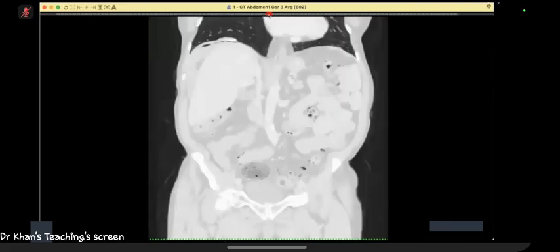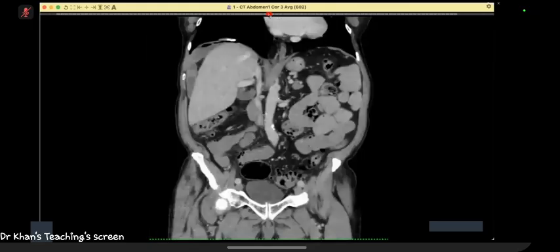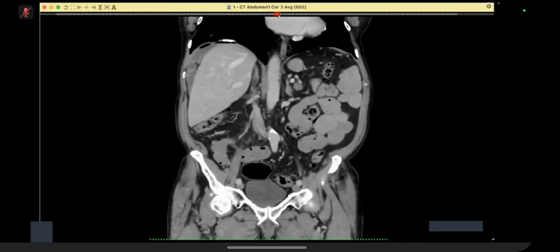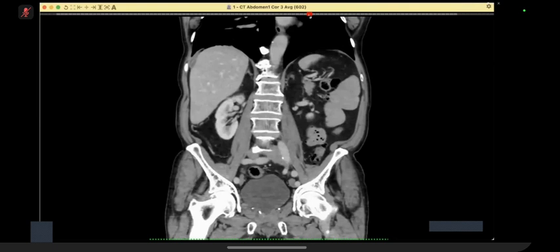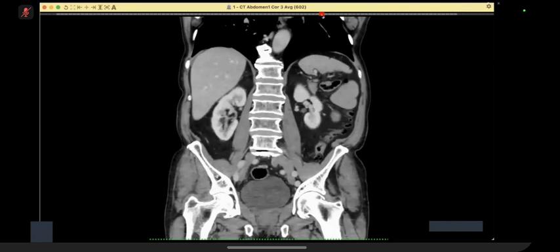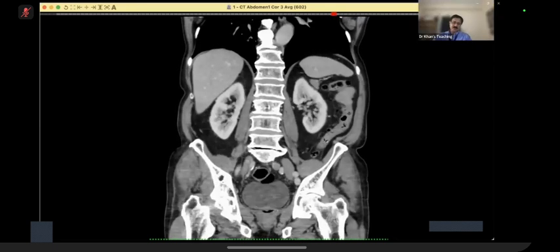The final conclusion is widespread diffuse small and large bowel ischemia with pneumoperitoneum. And my recommendation is a surgical review. Okay, thank you.